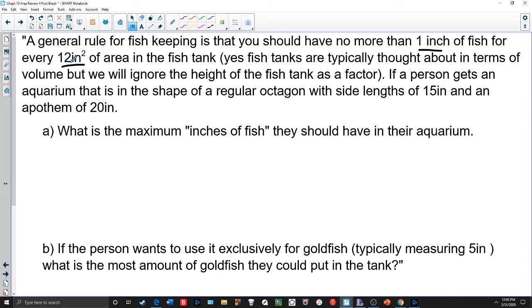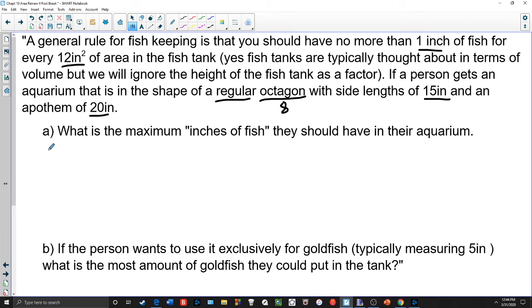problem here. A person gets an aquarium that's in the shape of a regular octagon, so 8 sides for an octagon. And it's a regular octagon, so all the sides are equal. Side lengths are 15 inches, and the apothem is 20. What's the maximum inches of fish they should have in their aquarium?